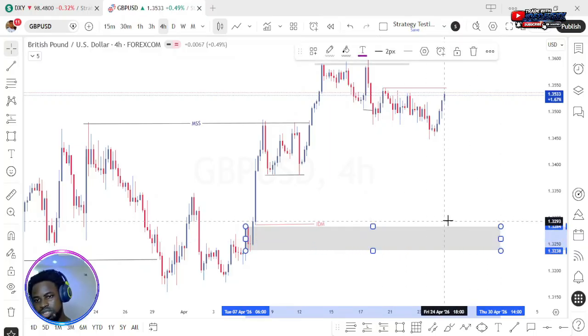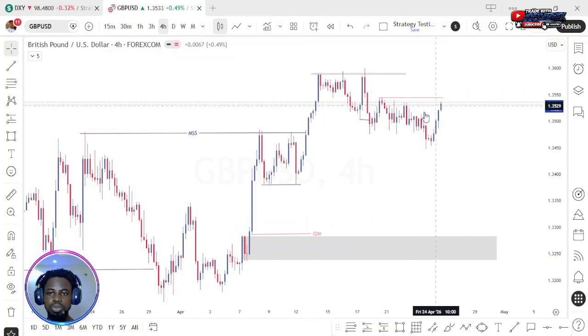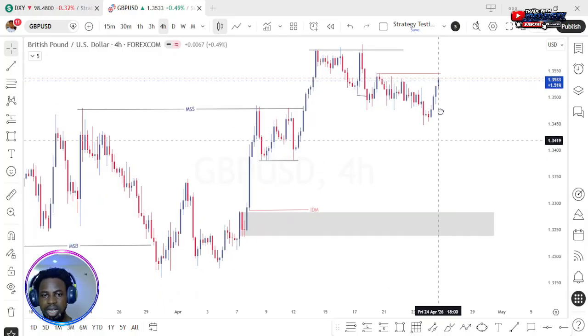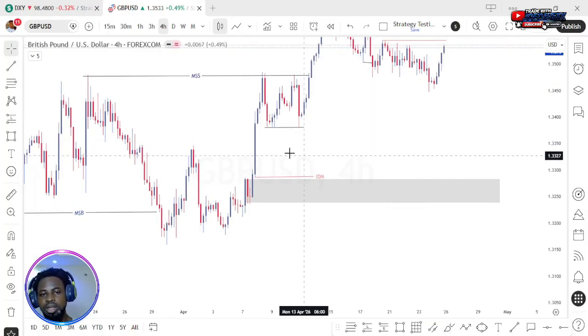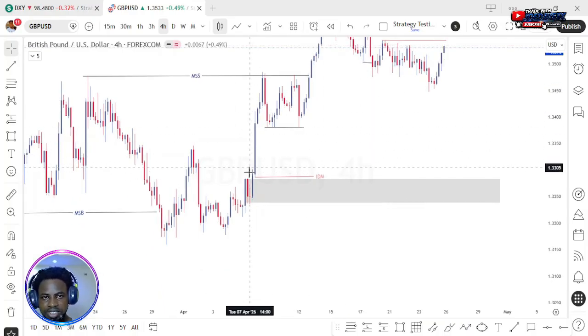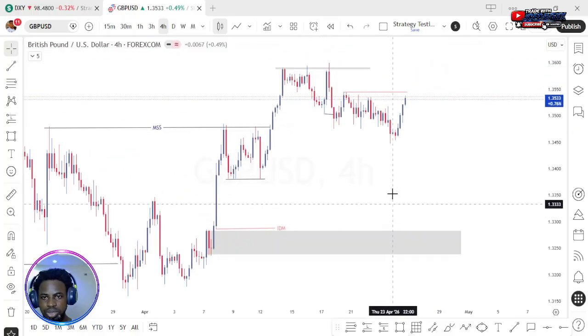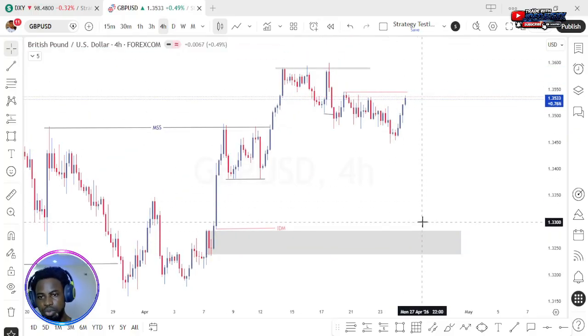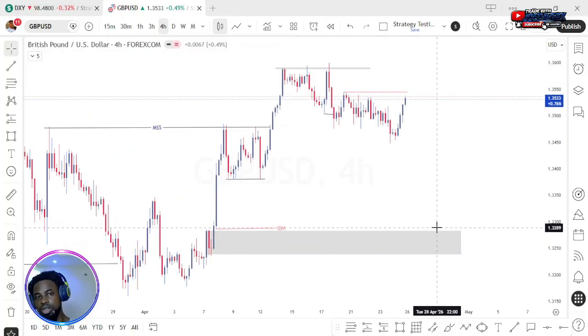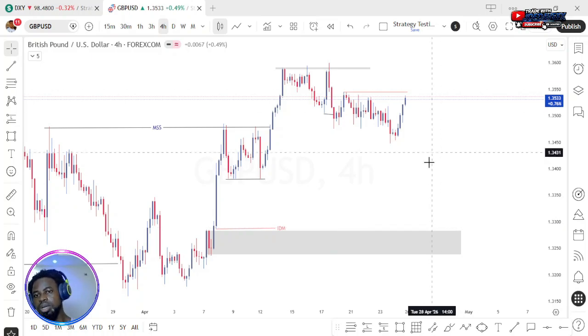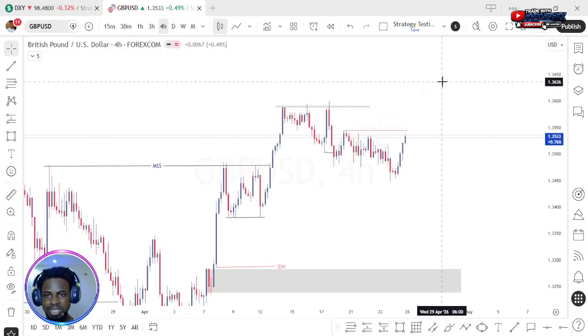What I'm trying to say is that currently this is not the right spot to get into this trade for long. At least wait for price to clear this fair value gap we have here, this FVG, then tap into this zone. Then if you get a confirmation on a lower time frame, for example a 1-hour market structure shift, we can say the price is still bullish and start buying from there.